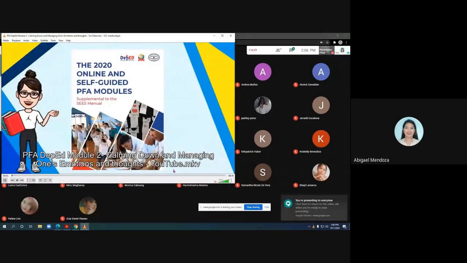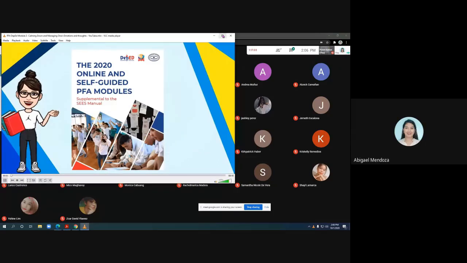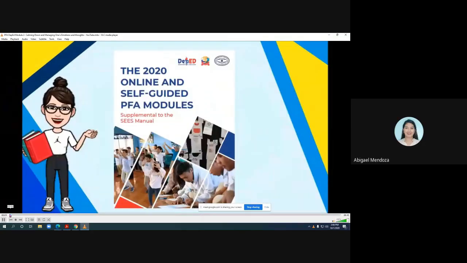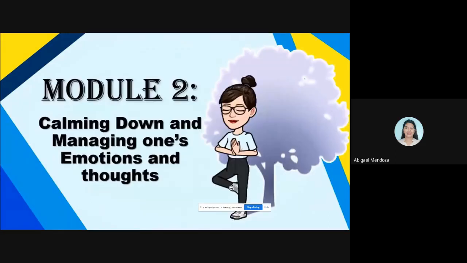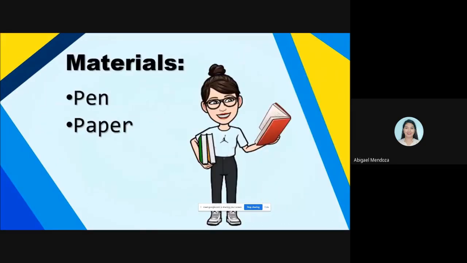Blessed day, everyone. For today, we will be discussing the learning activity. The 2020 online and self-guided PFA or psychological first aid modules. Let us start with module 2. Calming down and managing one's emotions and thoughts. Materials that we need: pen and paper.